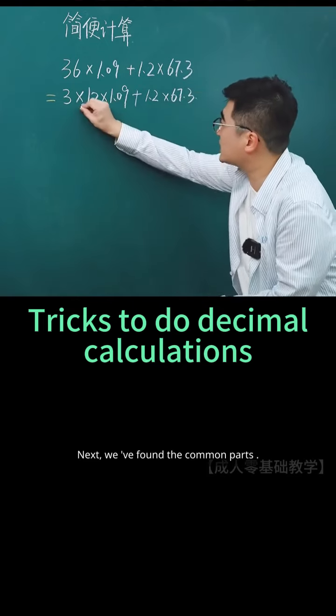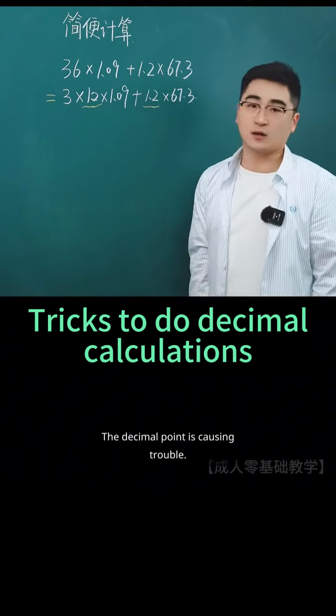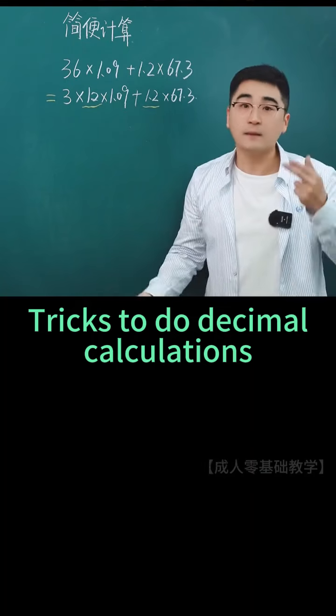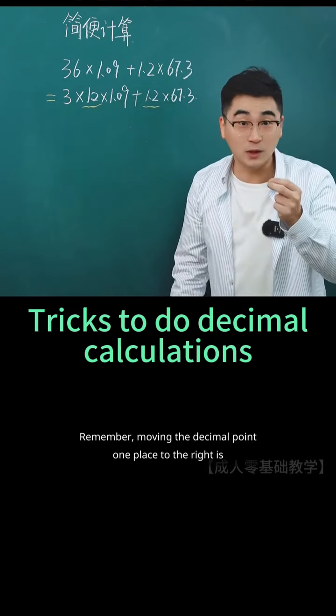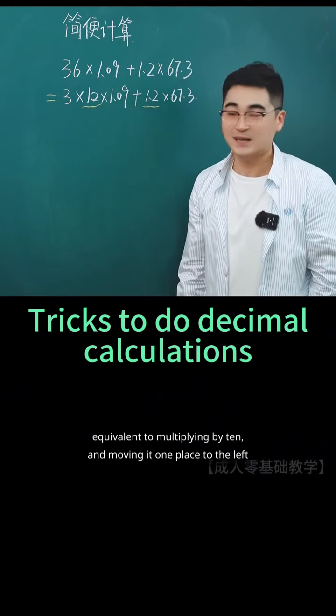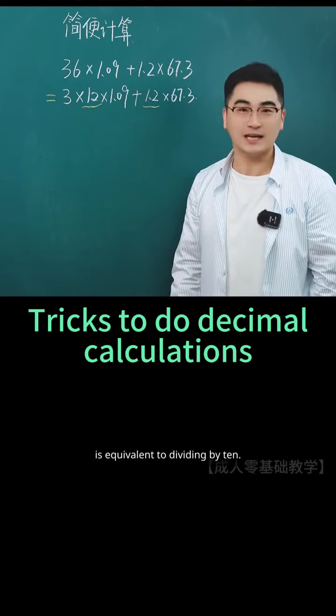Next, we found the common parts. So what should we consider next? The decimal point is causing trouble. Teacher, this is 12 and this is 1.2. They're not the same. We need to make them the same. Remember, moving the decimal point one place to the right is equivalent to multiplying by 10. And moving it one place to the left is equivalent to dividing by 10.